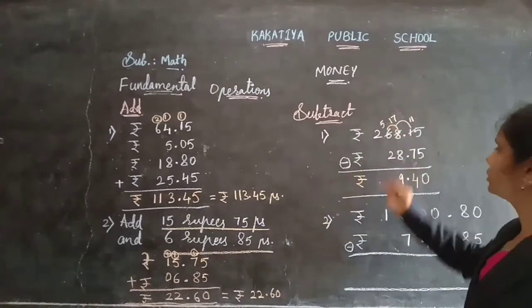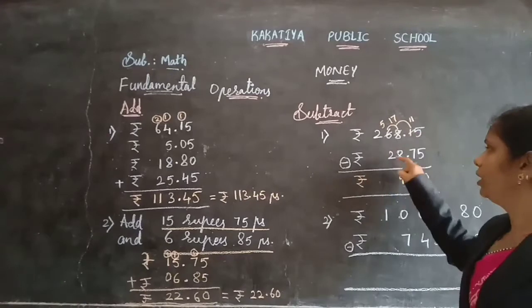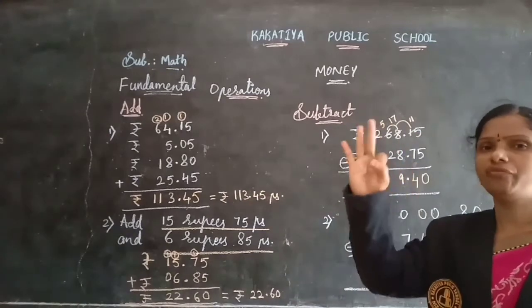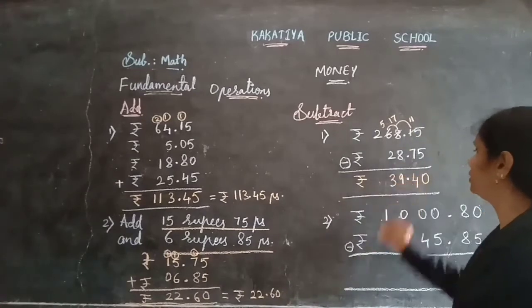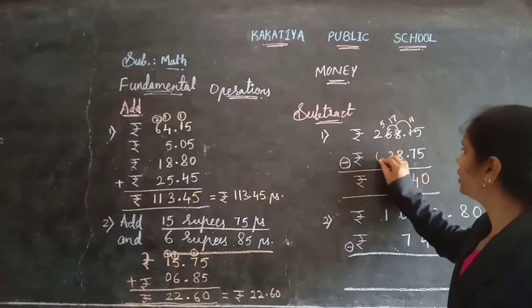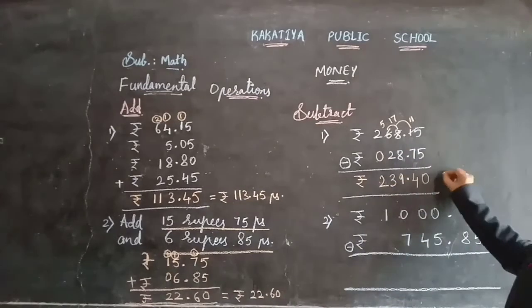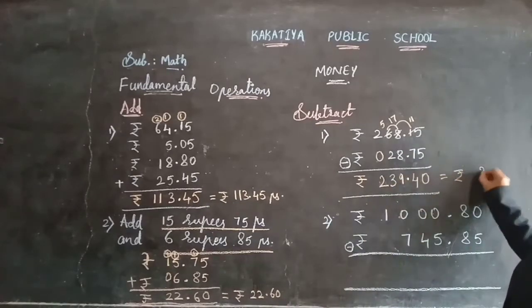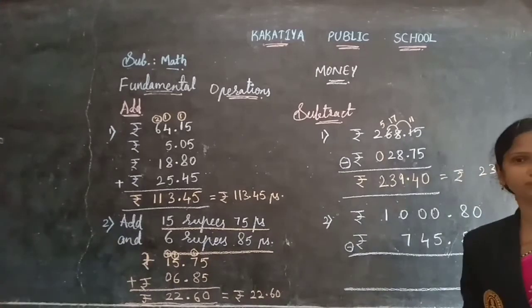Now 5 minus 2, or else you can start counting from 2 to 5. 2 after 3, 4, 5. So we are getting 3 numbers, or else 5 minus 2 also you will get 3. And down here we don't have any digit, children. So 2 minus 0 is nothing but 2 itself. Okay. So what is the amount here? 239 rupees 40 paise.